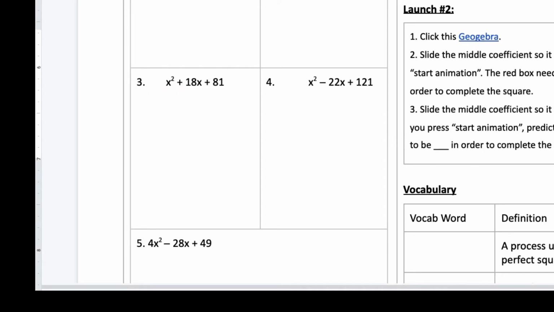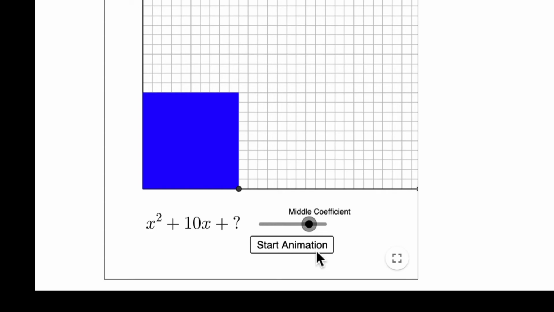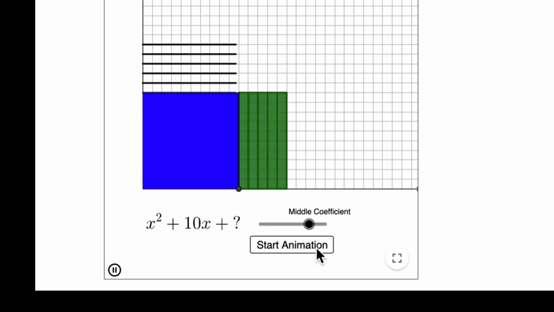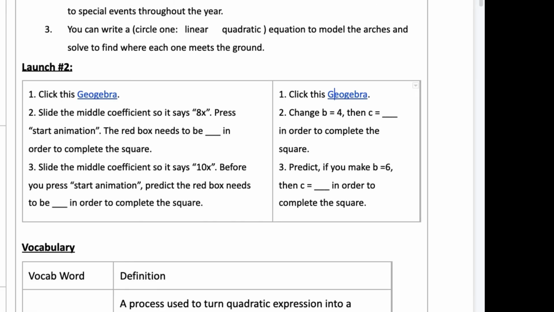Slide the middle coefficient so it says 10x. Before you press start animation, predict what the red box needs to be in order to complete the square. So let's just move it over 1. And what do you think? Think about what is half of 10. And then there's going to be 5 greens. And then 5 times 5 is what? So here it is. That expression on the side is x plus 5, and then 5 squared is 25.